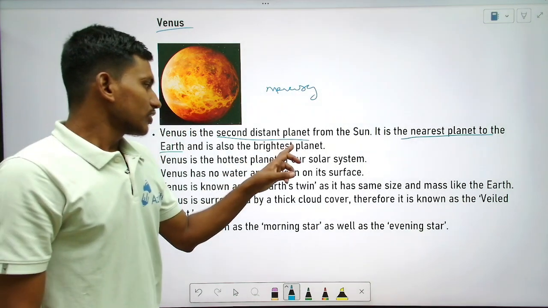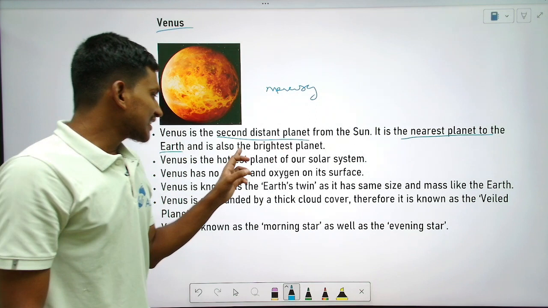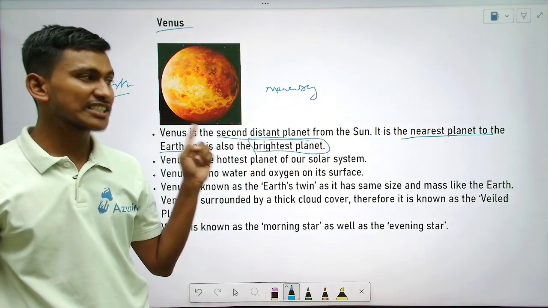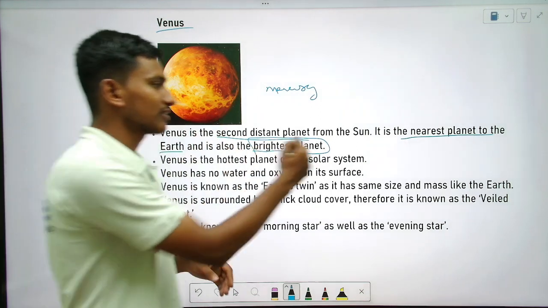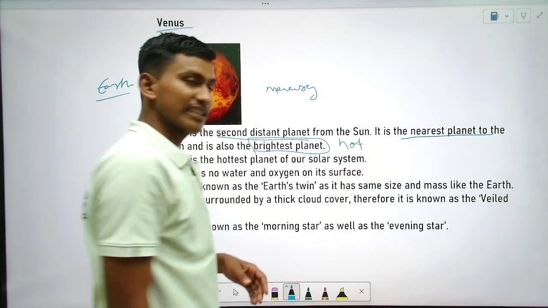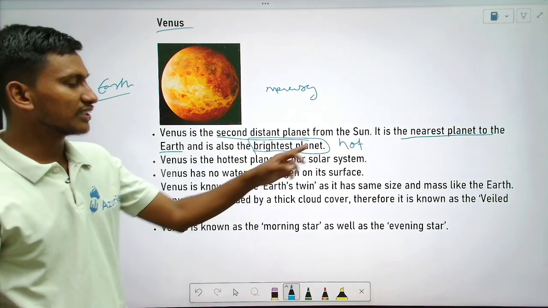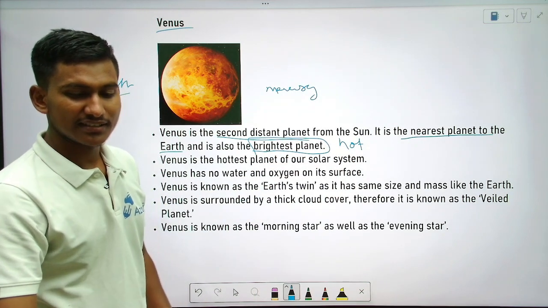Okay, and it is also the brightest planet. Which is the brightest planet? Venus. Why is it brightest? Because it is hottest, it is very hot. Yes, because of the heat. Yes, very good.